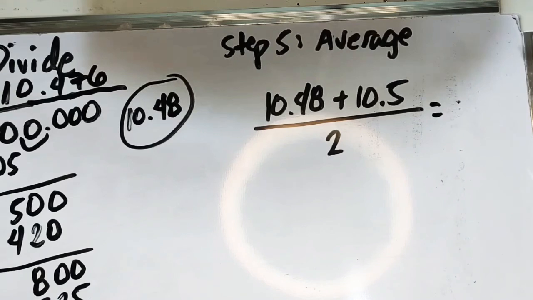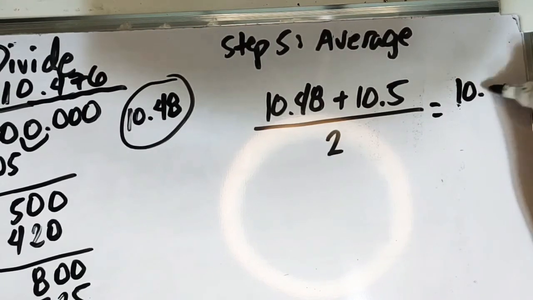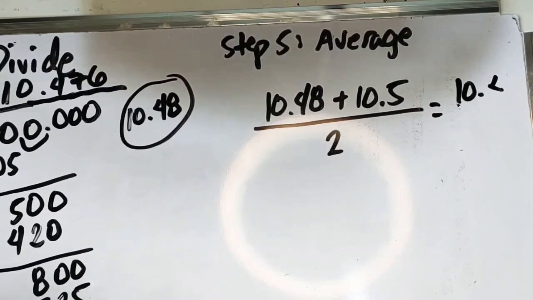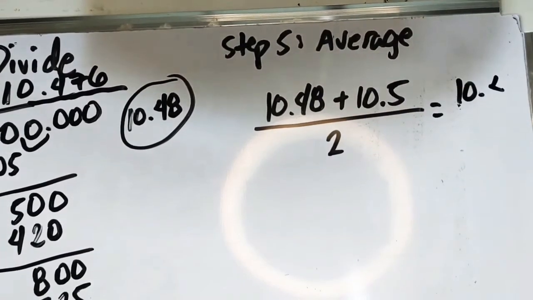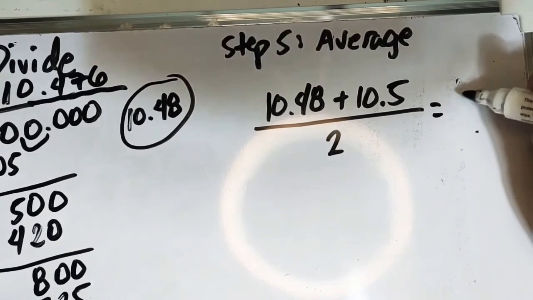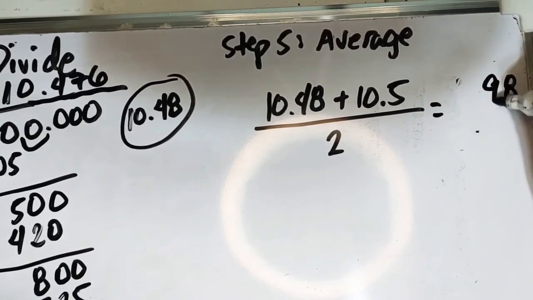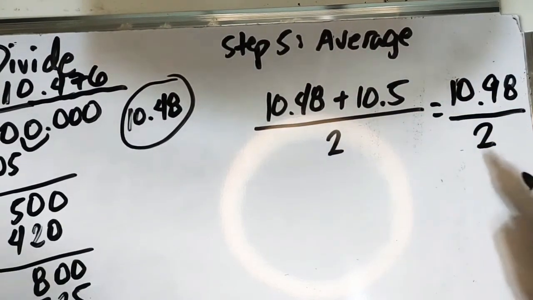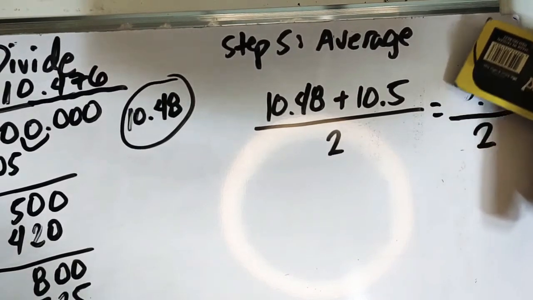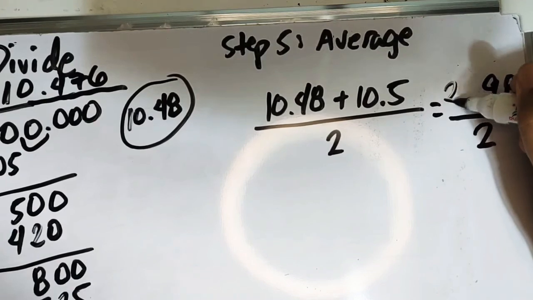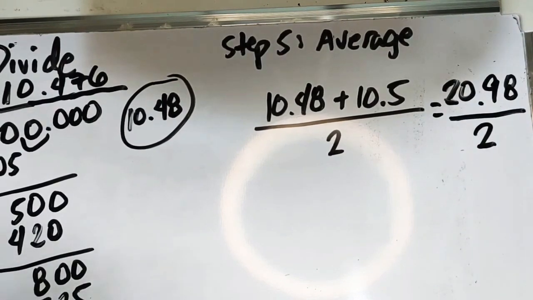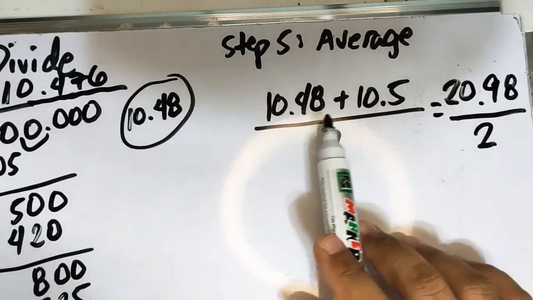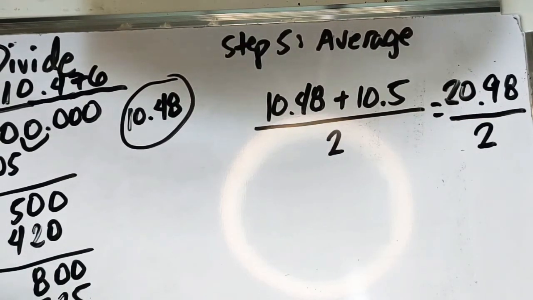10.48 plus 10.5 is 10.98. Okay, so 10.98 divided by 2. Um, this should be 20.98. I'm sorry. Is it correct? So we have 8, 9, okay, 20.98.